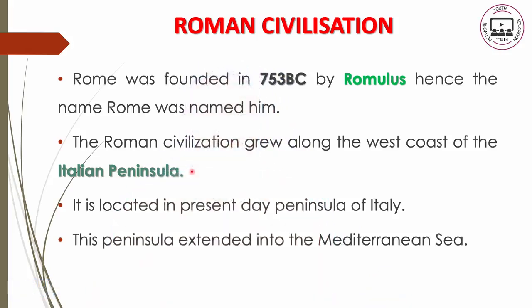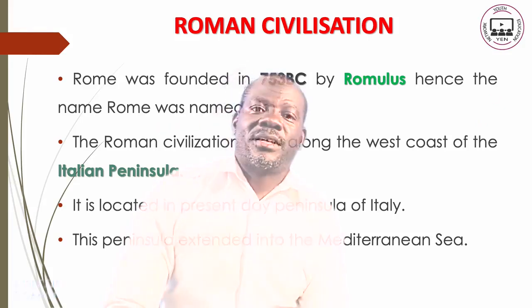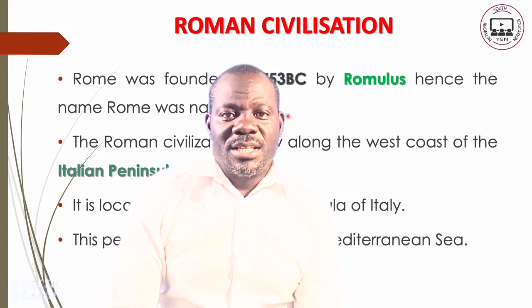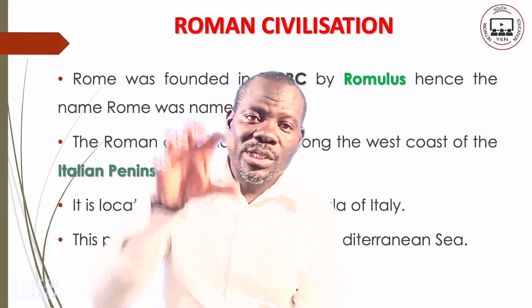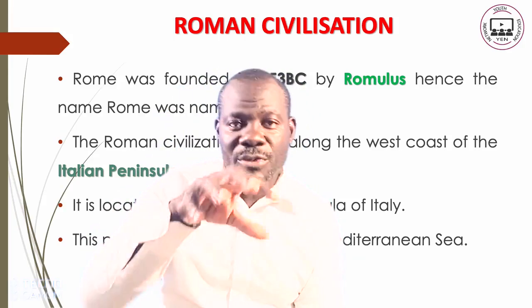Now, as you have heard, the Roman civilization, it was in Europe, of course, but here we are looking at the Roman civilization itself. So Rome was founded in 753 BC by Romulus. Hence, the name Rome was named. So we see that for Rome to be called Rome, it was because of Romulus.